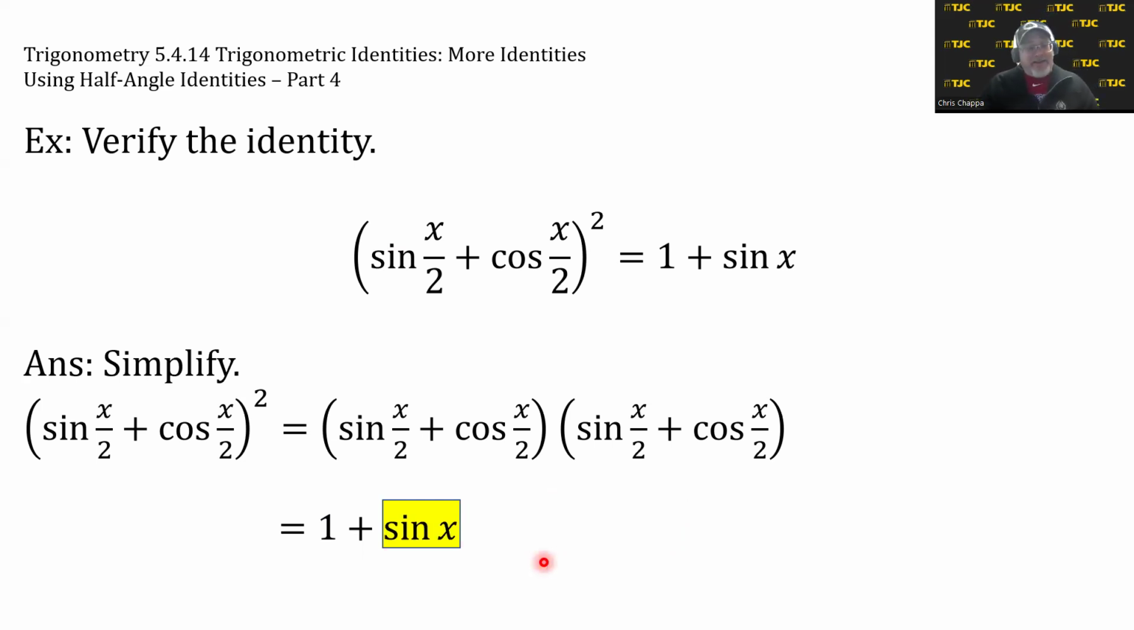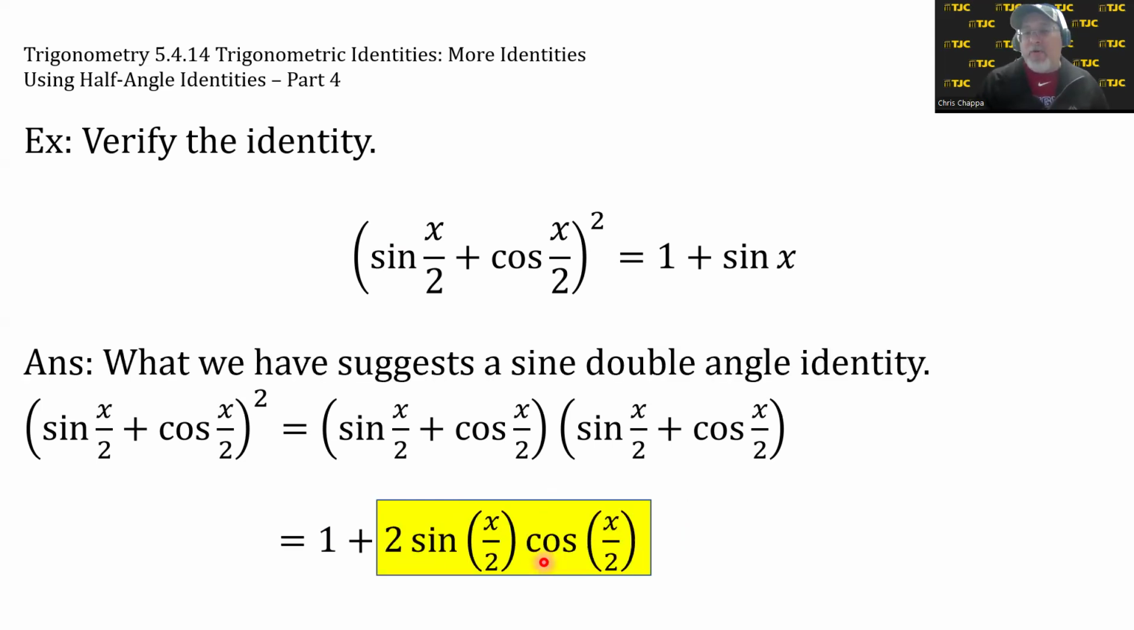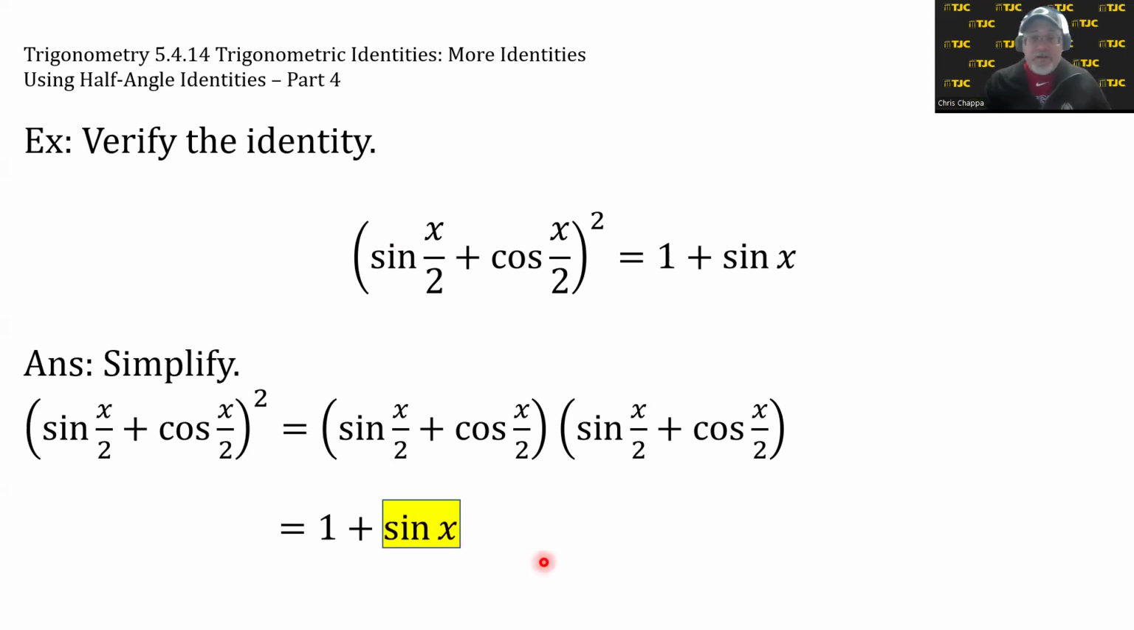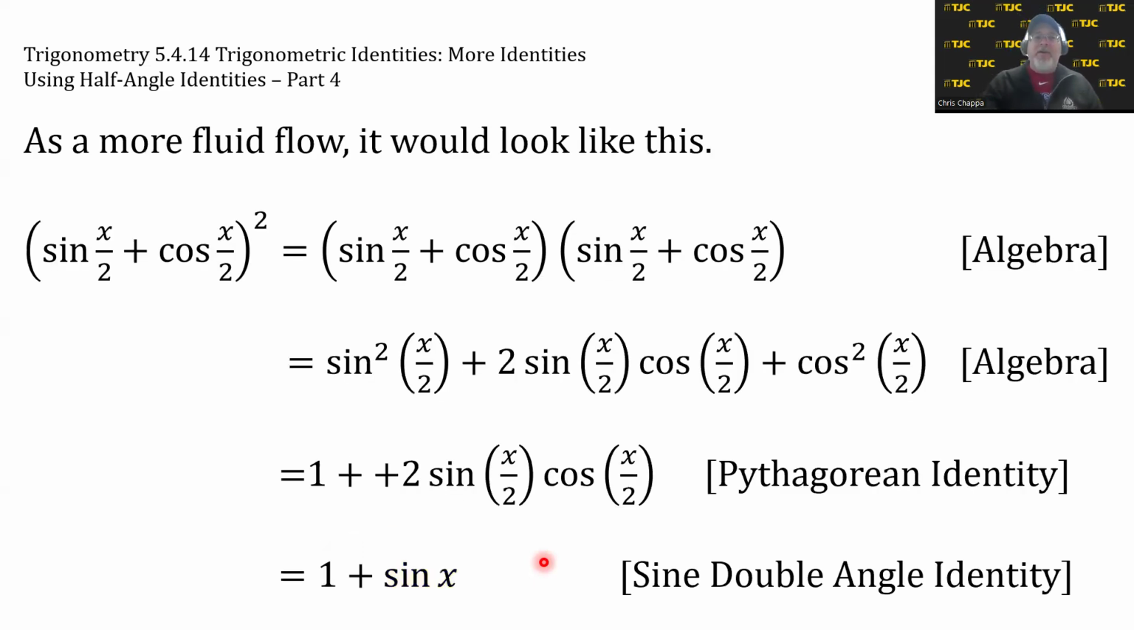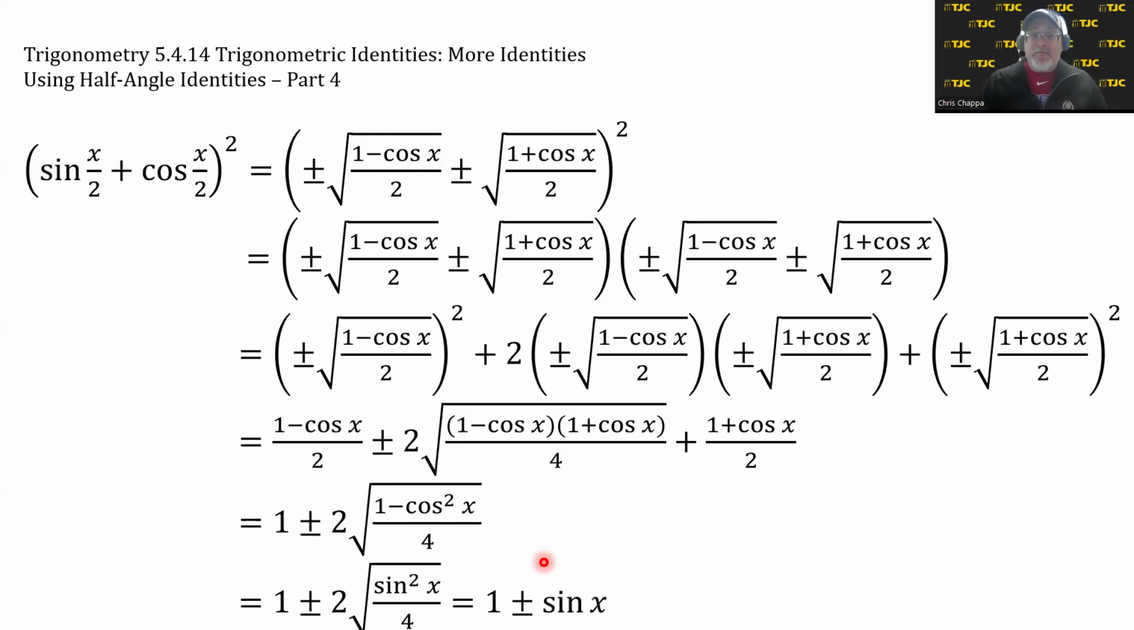So even though this identity involved half angles, notice at no point did we use a half angle identity. We did algebra at the front and capitalized on the double angle formula structure of the remaining half angle expressions. Sneaky, sneaky. Now, could we have used square roots and used the identities? Of course we could have. Here's the flow of what we did. And had you chosen to use the half angle identities first before we foiled, here's how it would look.